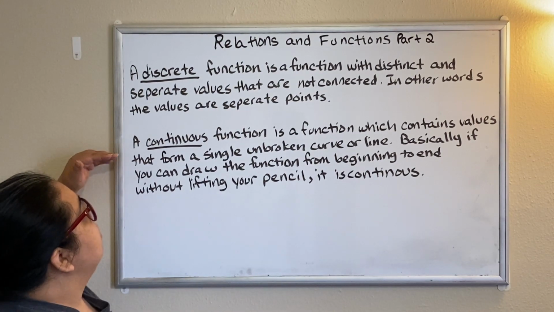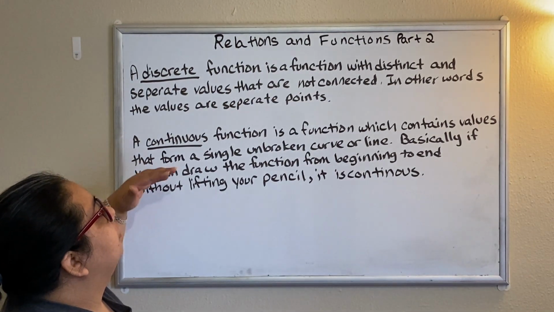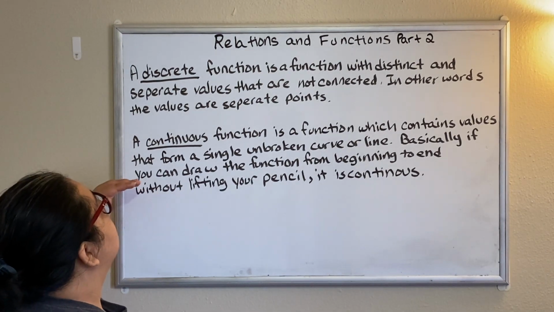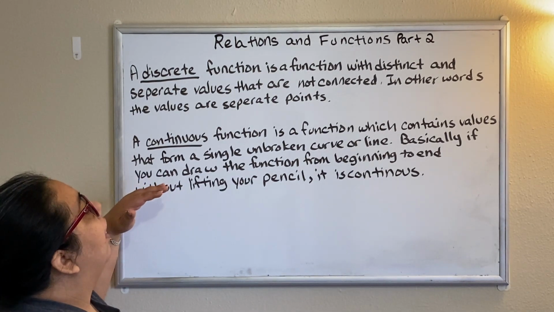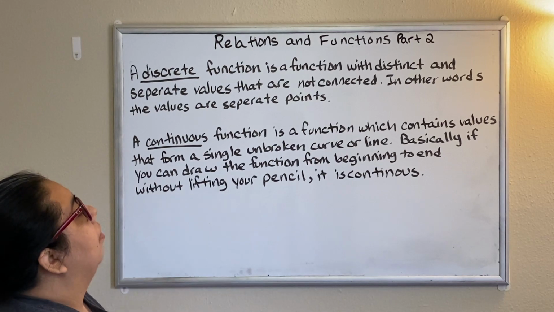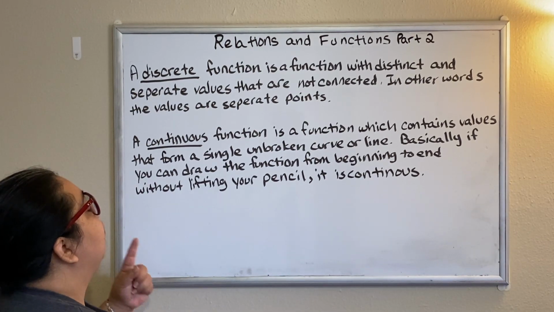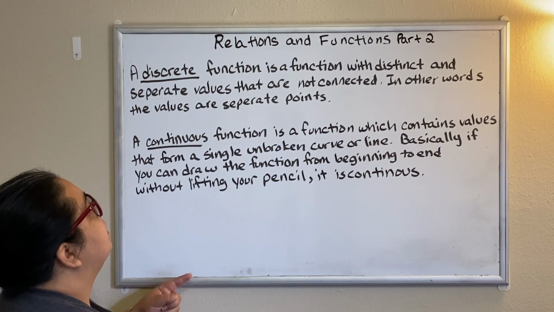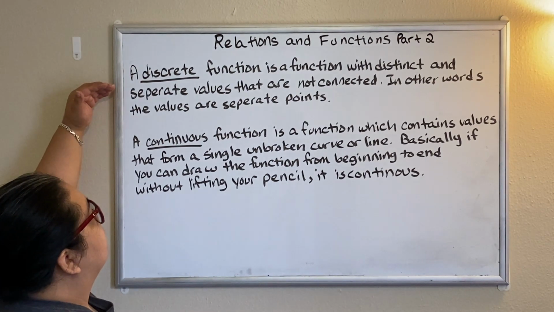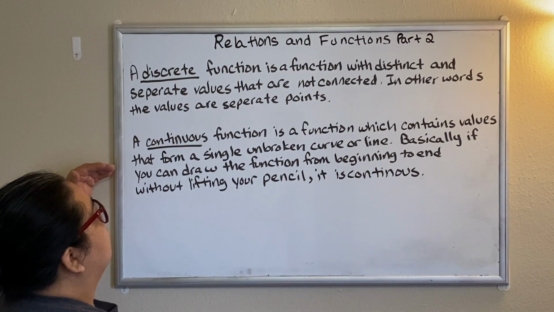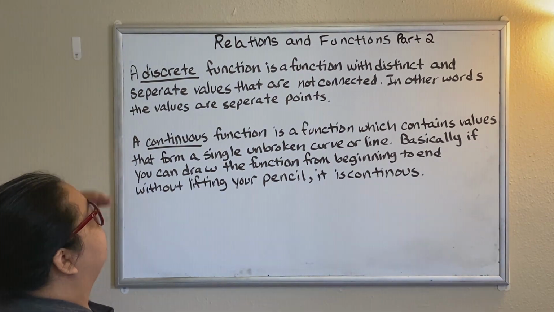Now, a continuous function is a function which contains values that form a single unbroken line or curve. So basically, if you can draw the function from beginning to end without lifting your pencil, it is continuous. So discrete: separated and not connected. Continuous: they form a single unbroken line. So let's take a look at graph number 3.